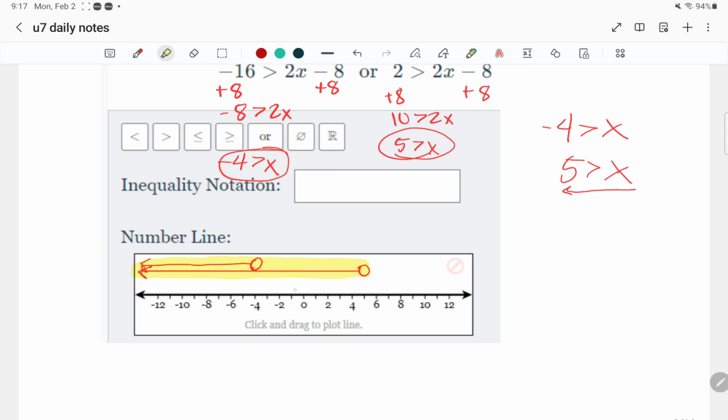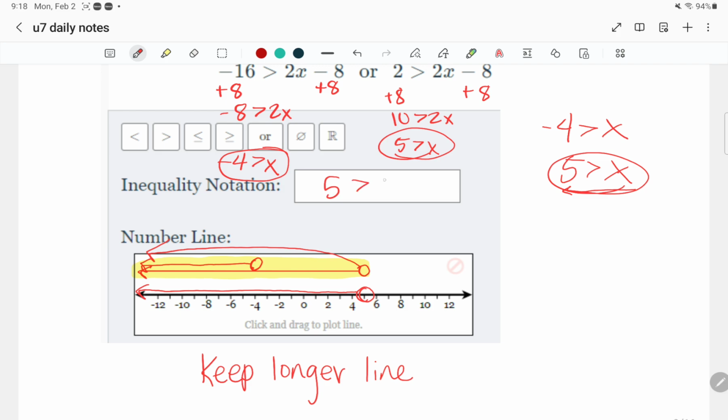Which means my final is going to look like just this one. Think of it as like an ocean wave. It's going to overtake the other one. So they're both there, but it's like you only see the one. So where we used to keep the shorter, we are going to keep the longer one. And if I'm going to keep the longer one on my graph, then I'm going to keep the longer one in my inequality notation, which is the 5 in this case. So the 5 is my answer.